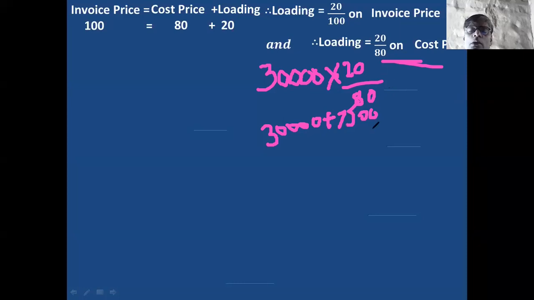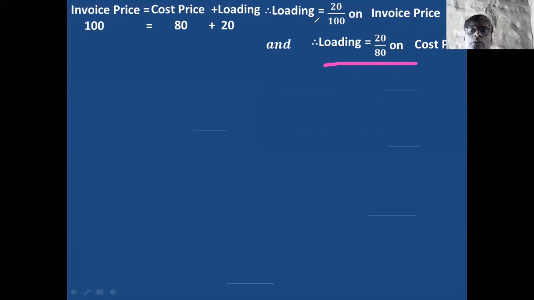37,500 is the value of closing stock. Remember this. Okay. The second equation. The first equation is only for removal of loading. Remember this. After entering the transaction.